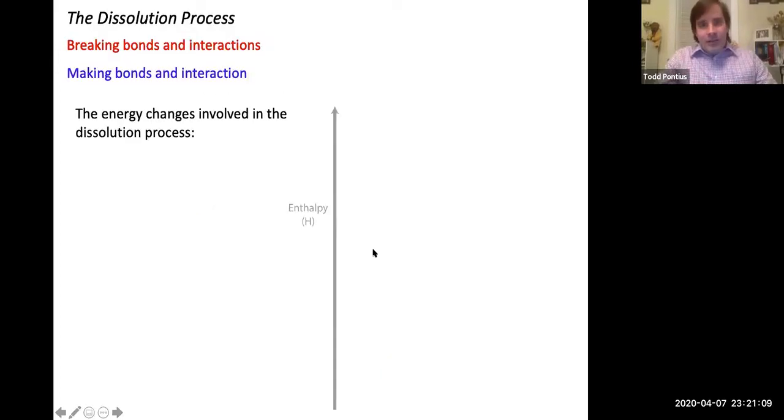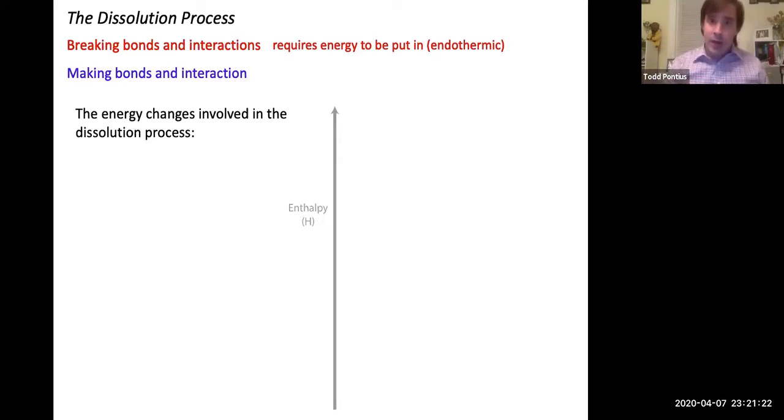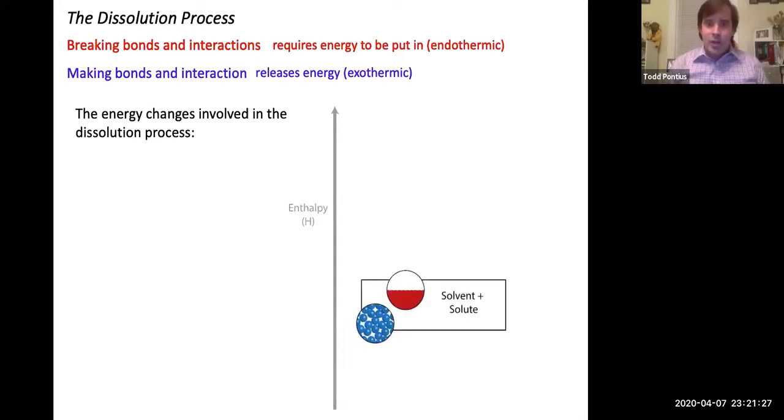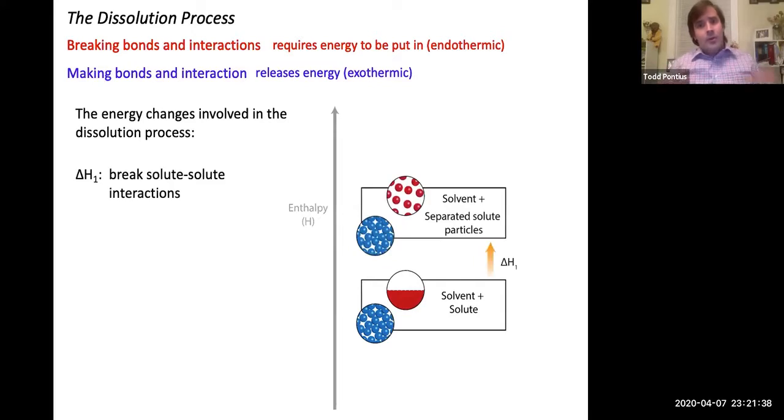So let's look at the energies of the dissolution process. Breaking bonds and interactions, is that endothermic or exothermic? It's endothermic. It requires energy to break these stabilizing interactions. However, when you make bonds, you make new interactions, that releases energy. That's an exothermic process. So let's look at the energy changes involved during the dissolution process. We start off, our solute and our solvent are mingling with themselves. Well, first we need to be able to break apart the solvent. So our solvent, our solute, it doesn't matter which order we look at this in. First, here we're breaking the solute particles.